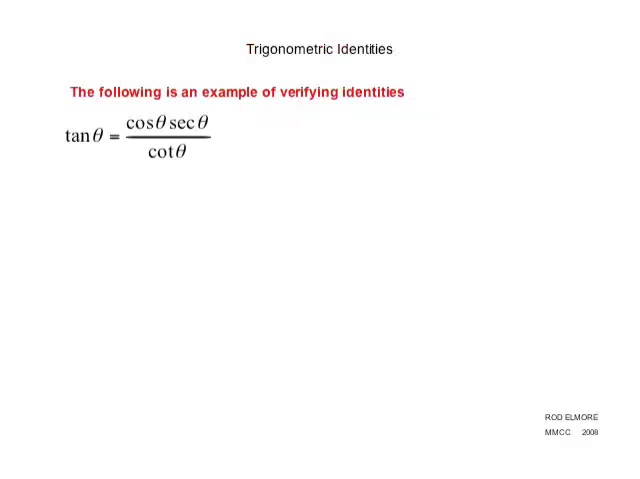Now one strategy that always works when you're doing this is to change everything into terms of sine and cosine, then just simplify both sides, and they should turn out to be the same if it is an identity. So let's see how we can do that.